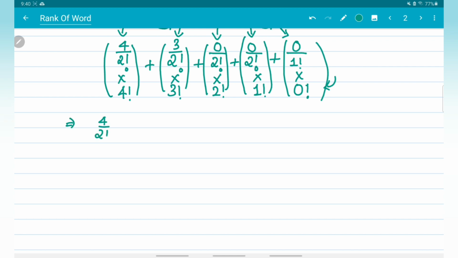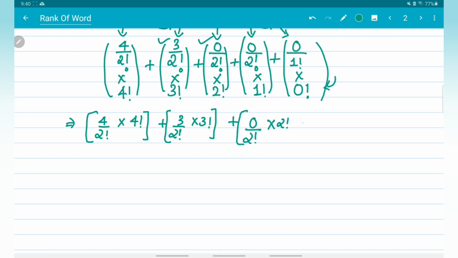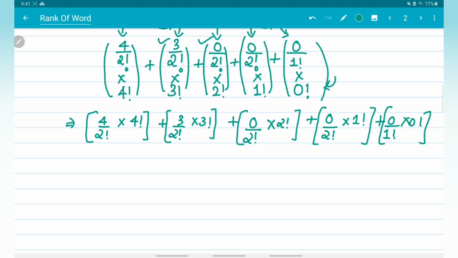So we're going to write 4 by 2 factorial into 4 factorial, plus 3 by 2 factorial into 3 factorial, plus 0 by 2 factorial into 2 factorial, plus again 0 by 2 factorial, this time into 1 factorial, plus 0 by 1 factorial into 0 factorial. Okay, now over here these 3 will become 0 because they have got 0 in them. Alright, so they'll become 0.